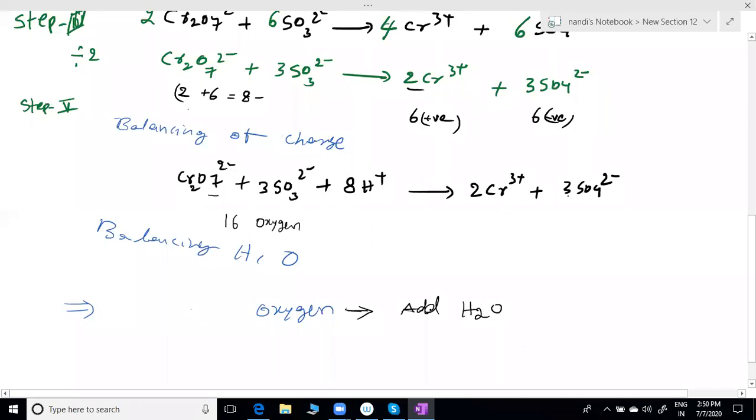What about here? 3 into 4, how much? 12. 12 oxygen atoms are there. 16 oxygen, 12 oxygen. So how many water molecules do I need to add? For one oxygen atom, we need to add one water molecule, one H2O. You can note down that point, sir. So how many do I need to add? Now can you find out, please?